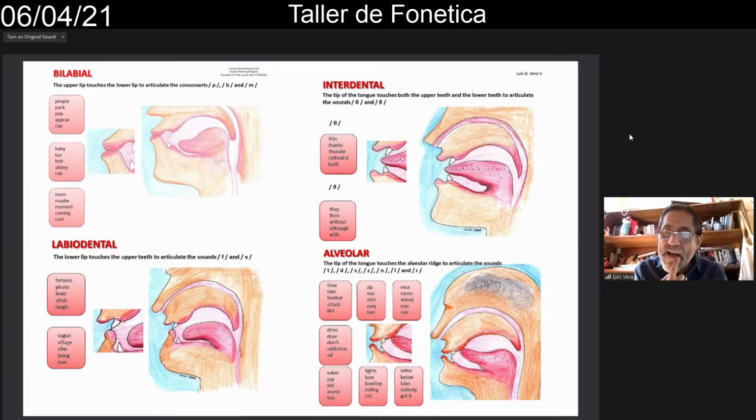Ya, vamos ahora a labiodental. The lower lip touches the upper teeth. The lower lip touches the upper teeth to articulate the sounds f and v.